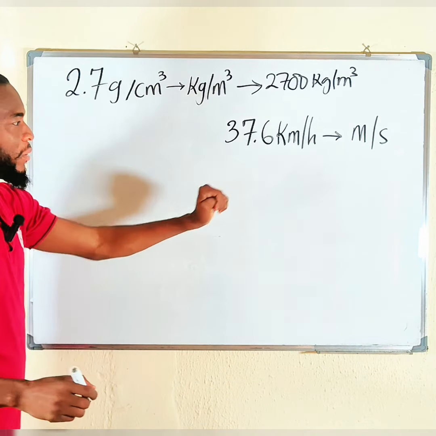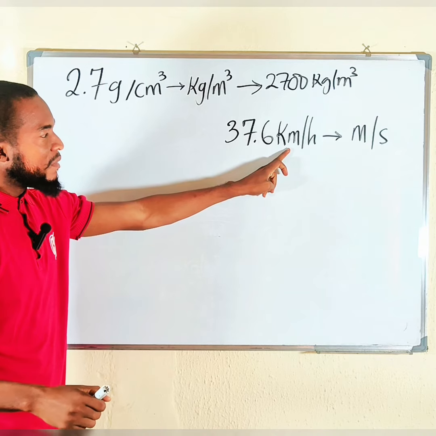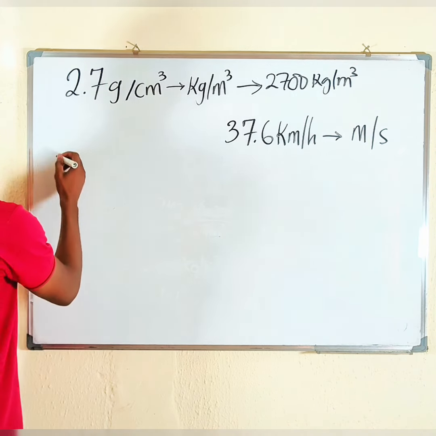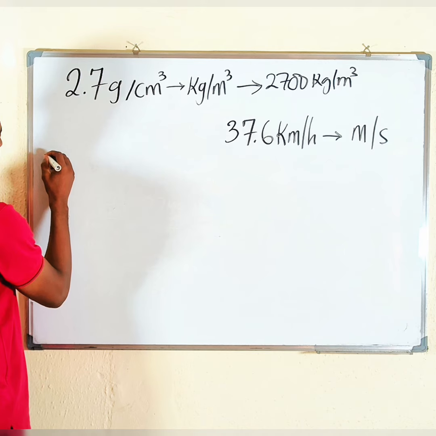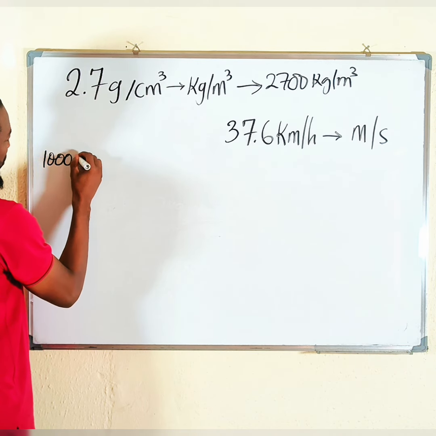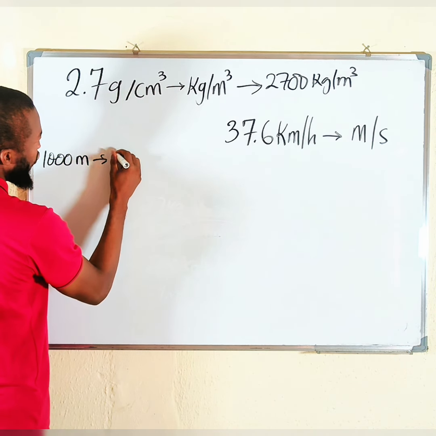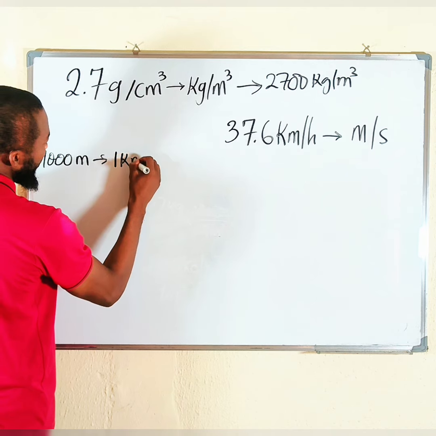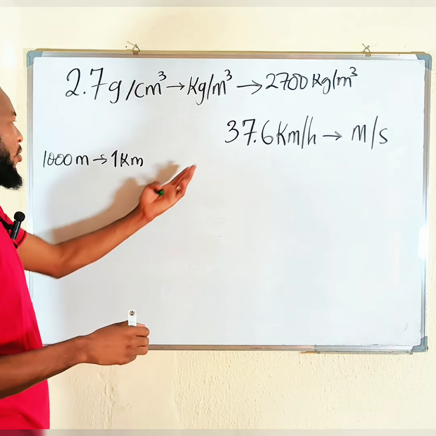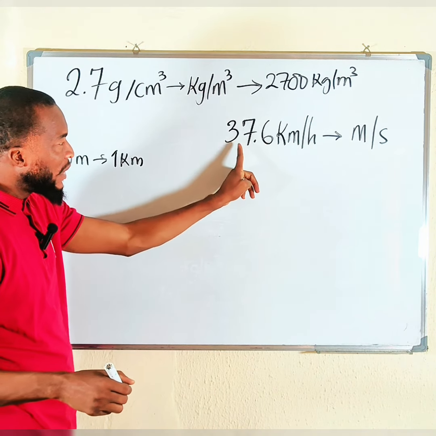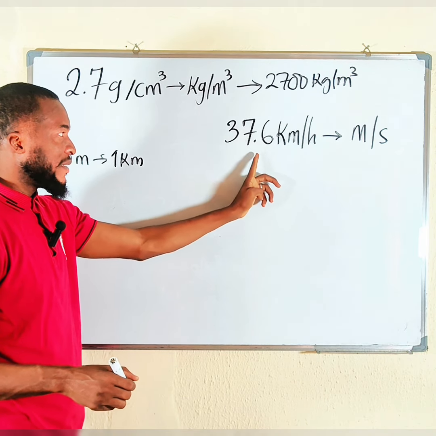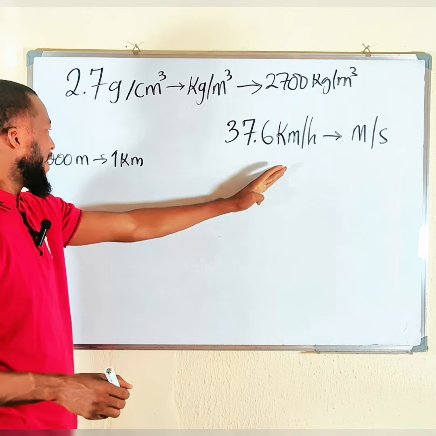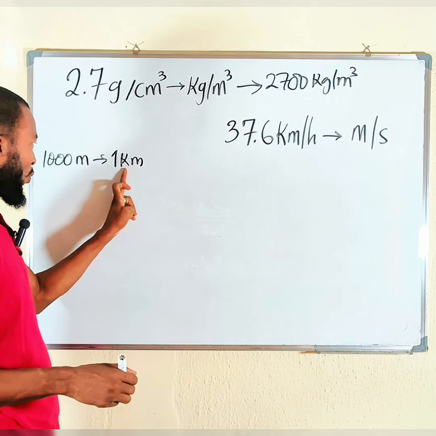So the conversion, let's start with kilometer to meter. Every 1000 meter will give us 1 kilometer. We are done with this one already because I have 37.6 kilometers. So you can look at it as 37.6 times 1 kilometer. Instead of this 1 kilometer, I replace it with 1000 meter and you're done.